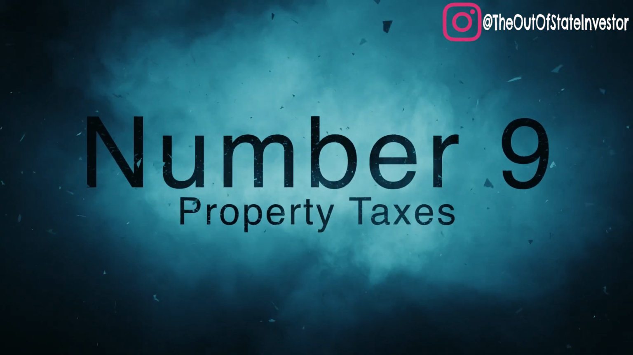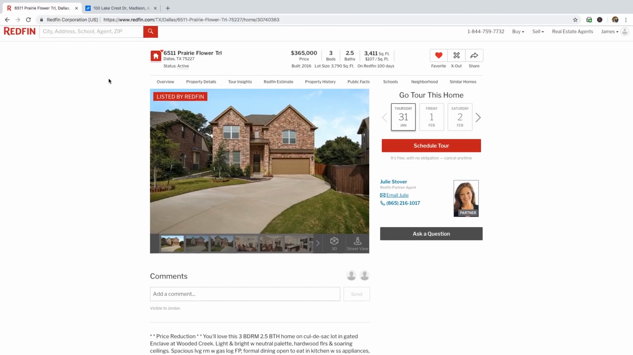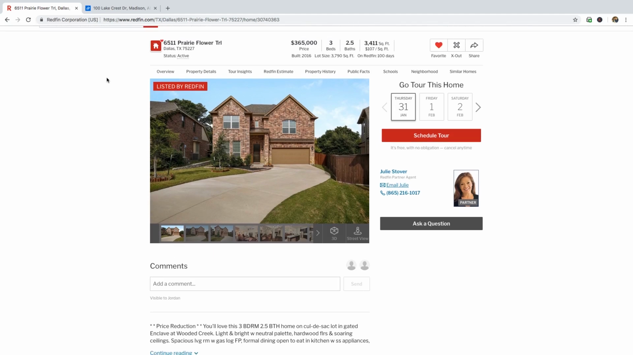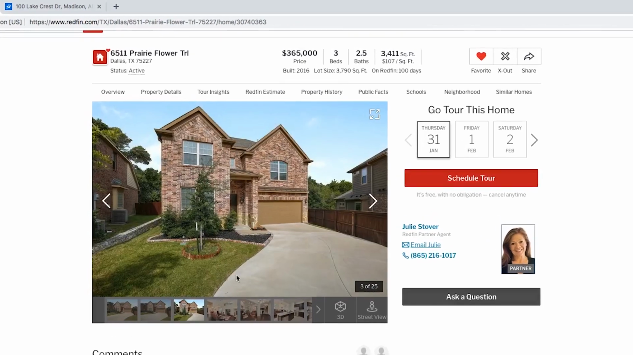Number 9, property taxes. The last thing I want to look at when I'm narrowing down a market is property taxes. Every county has a different percentage they take for property taxes, and if one takes a big percentage, it can really eat into your cash flow. For example, I'm looking at a property here in Dallas, Texas, where the county tax rate is on average 2.18% of the assessed property value.